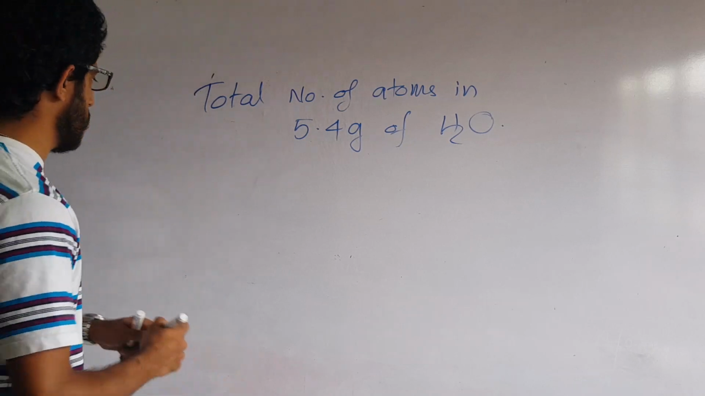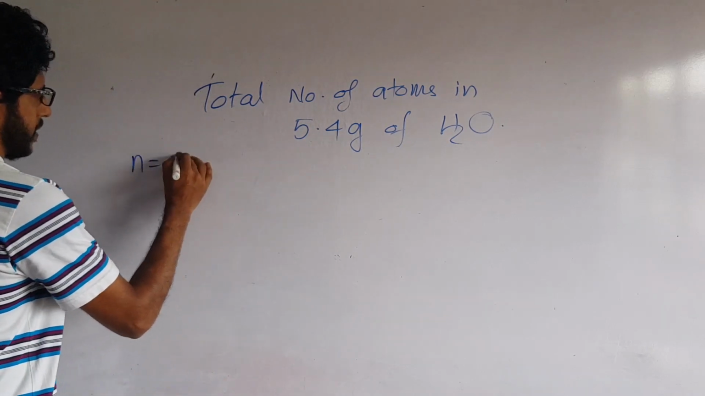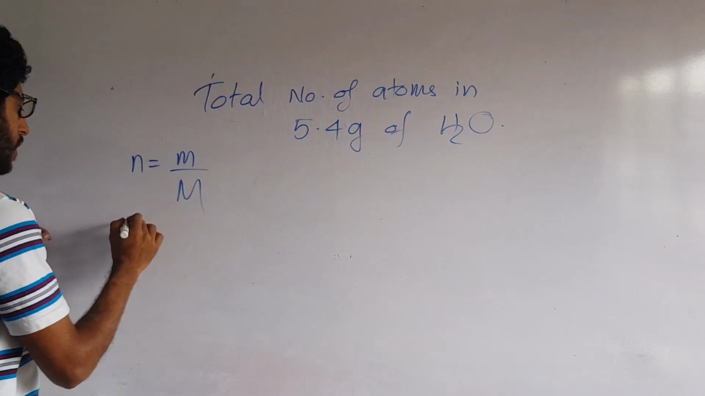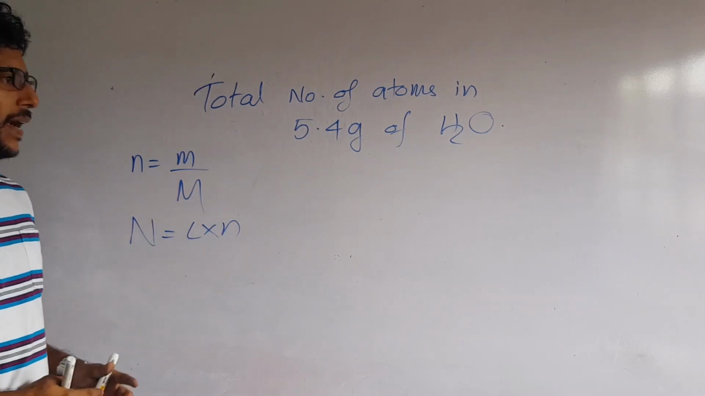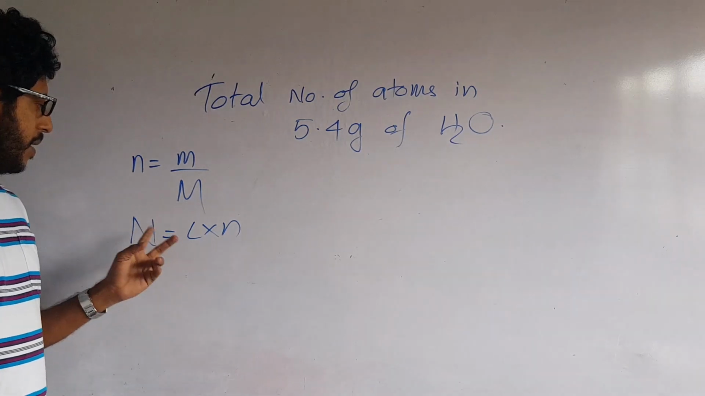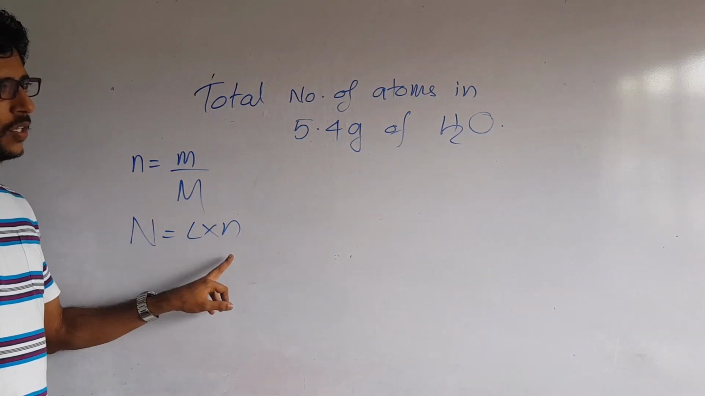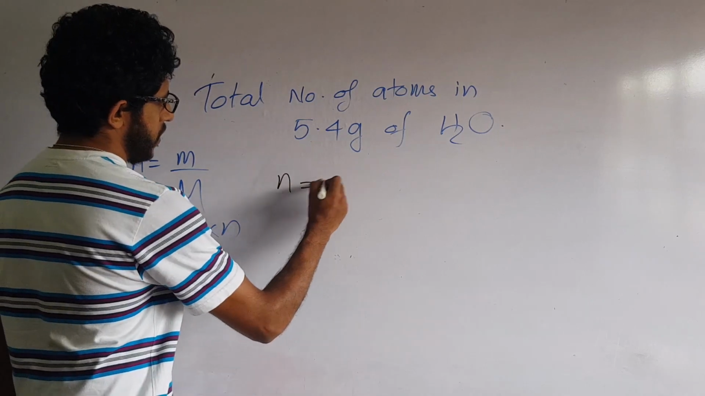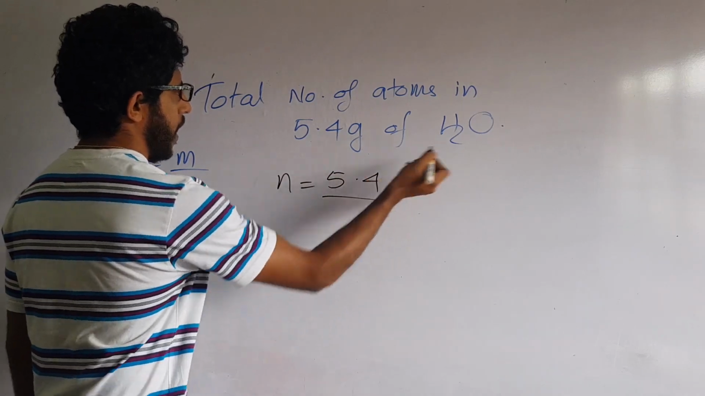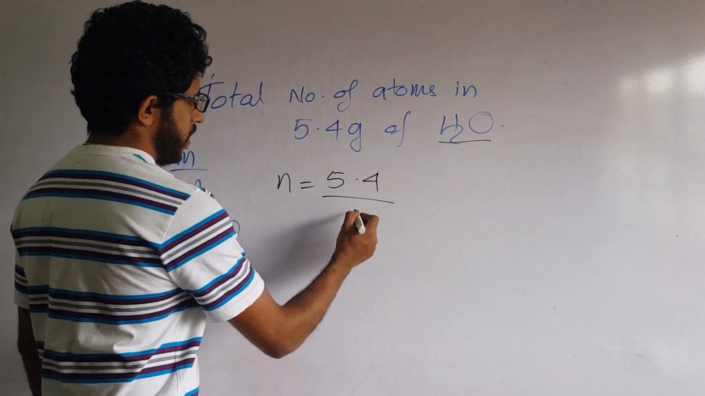To find the atoms, our formulas are n equals simple m over capital M, or N equals L × n. They asked for the total number of atoms, so we have to use this formula, but you have to know the number of moles. So I'm going to first find the number of moles. n equals 5.4 divided by the molar mass of H2O, which is 18.